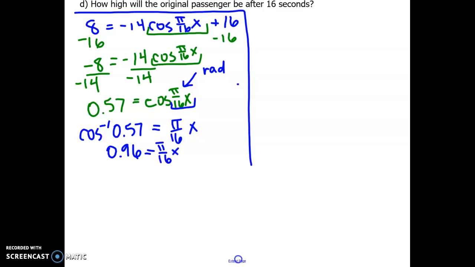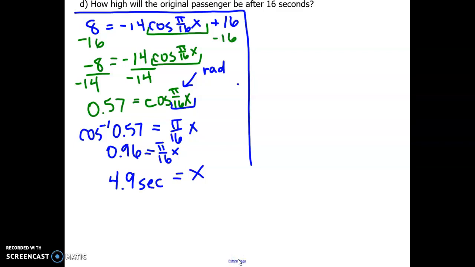Now, almost done. How do you get the 16 off the bottom? Multiply it, right? So we're going to multiply by the 16. And then how do I move the pi after? Divide it, right? So I'm going to take 0.96, multiply out the 16, and then divide out the pi. And when we do that, we get 4.9 seconds equals x, which means that 4.9 seconds into the ride, the Ferris wheel will be 8 meters high.